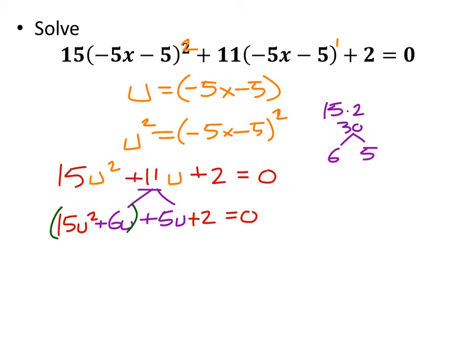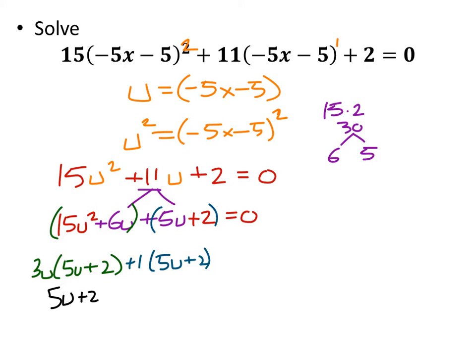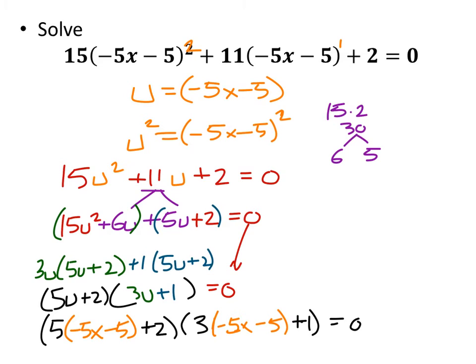From here I can factor out from both of those, looks like a 3u, so I end up with 5u plus 2. And then the other 5u plus 2, I'll just factor out a 1, which again leaves me with 5u plus 2. So I can factor out the 5u plus 2, but then I'm also left with 3u plus 1, and this equals 0. Now I'm going to go back and replace all the u's with the negative 5x minus 5. So we made the substitution back into the factored form right there.